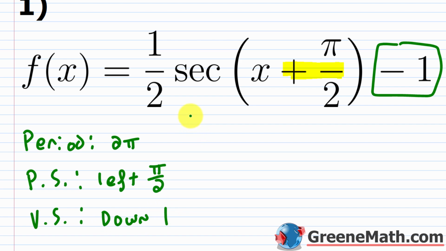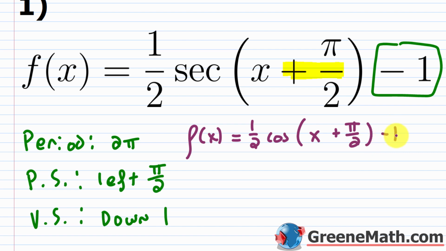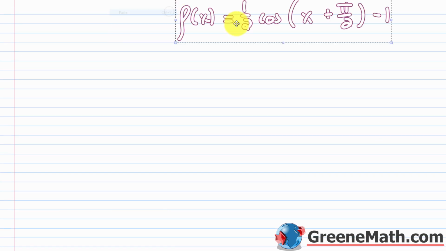Now, once you've done that, what you would want to do is copy this right here, but you want to replace your secant with cosine. So you would say that you have f of x is equal to 1/2, and then cosine of, you're going to have this x plus pi over 2, and then minus 1. We're going to come down here to a little fresh sheet of paper.